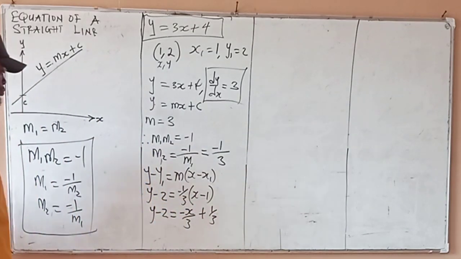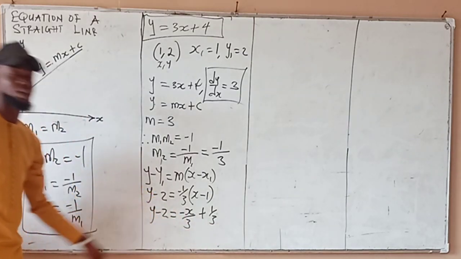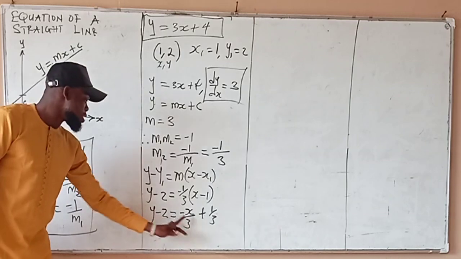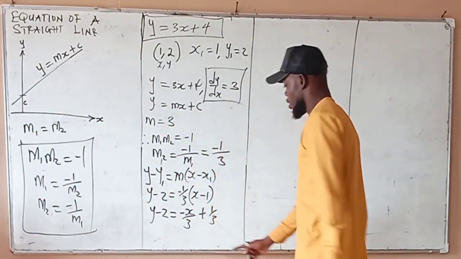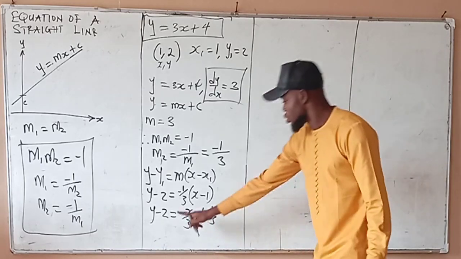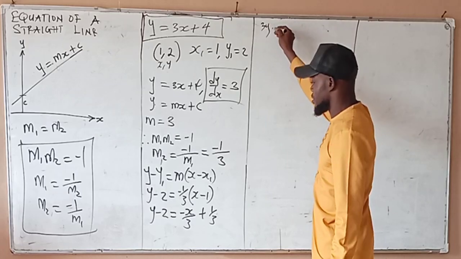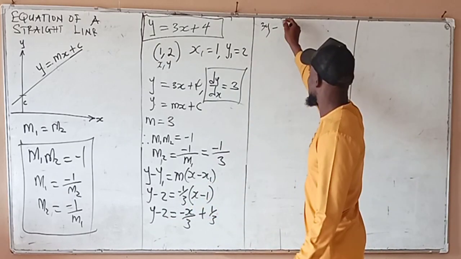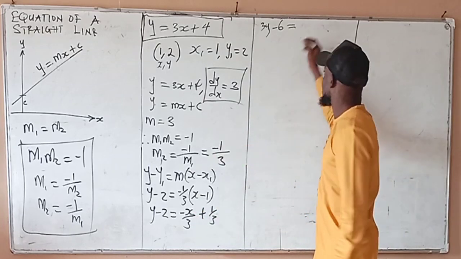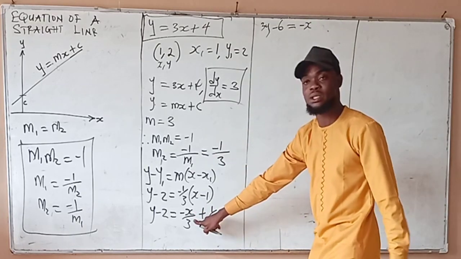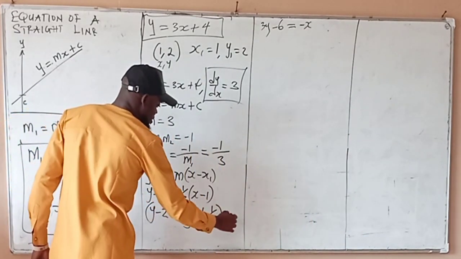The next thing I'm going to do, since there is a denominator, you check: what is the highest denominator here? The highest denominator is 3. So I'm going to multiply everything by 3, so that this denominator will go. Y times 3, we have 3y. Then 2 times 3, we have 6. Minus x over 3 times 3, that will give us minus x, because 3 will cancel 3.